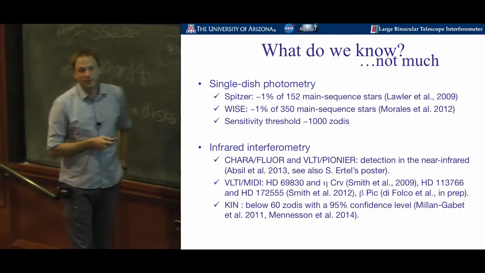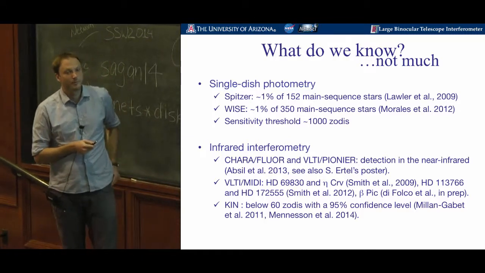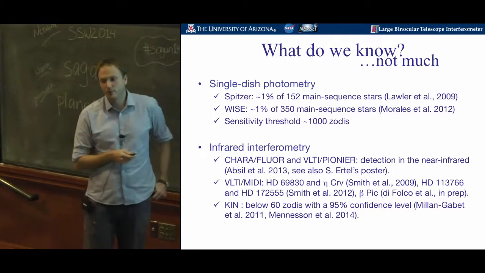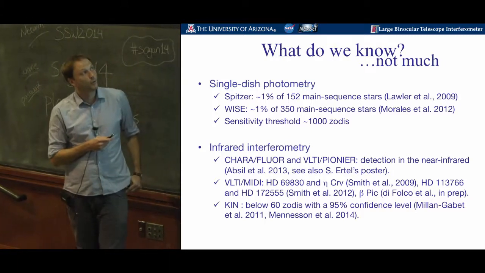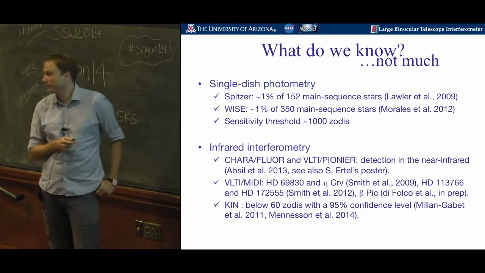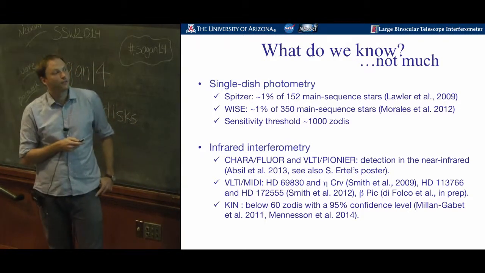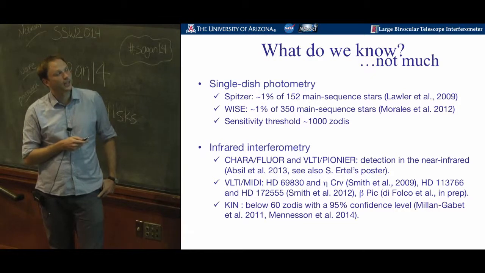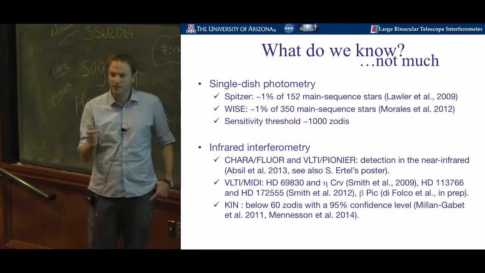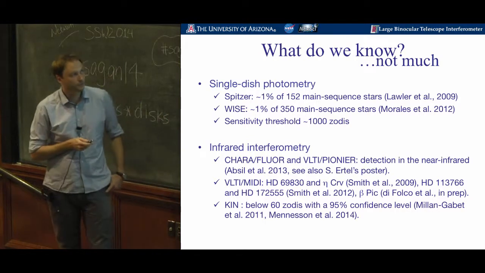So what do we know about exozodiacal light? Not very much so far. Single dish photometric measurements from space, Spitzer and others, have shown that about 1% of the main sequence stars have an exozodiacal disk, but with a sensitivity of 1,000 zodi. So we only see the really, really bright systems.